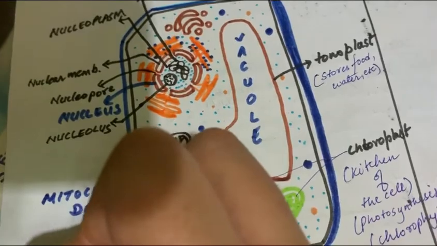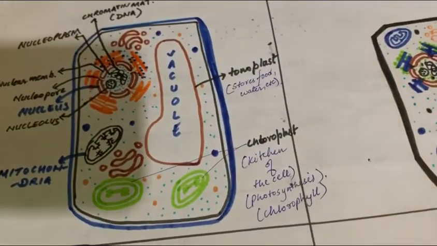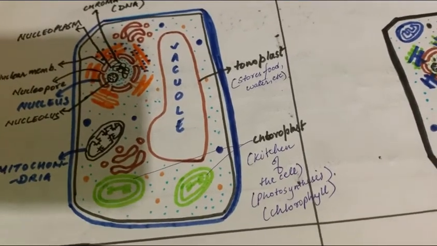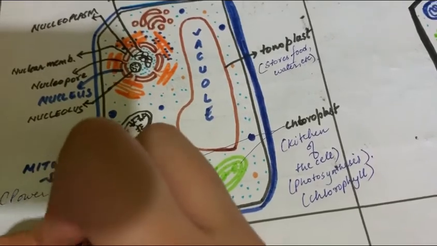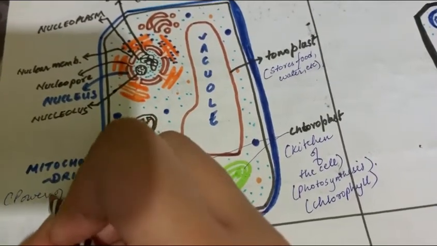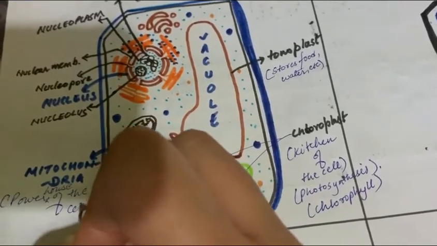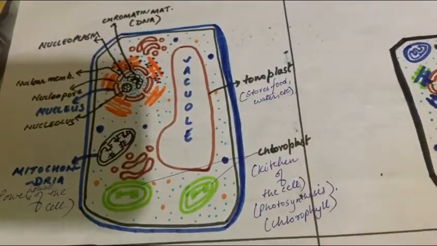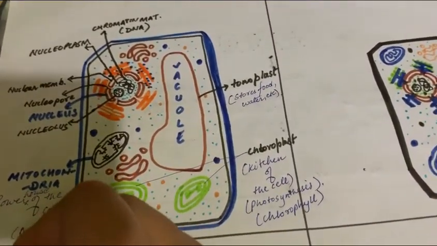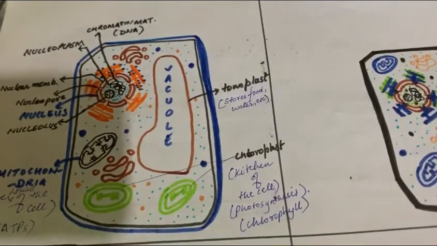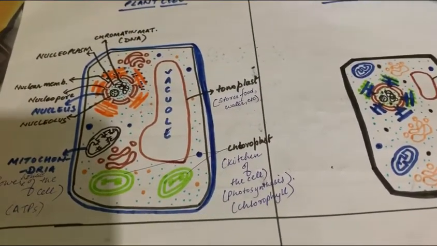mitochondria. This is mitochondria. And what is a mitochondria? A very famous structure it is. Why? Because it is commonly known as the powerhouse of the cell. Why do you call it powerhouse of the cell? Because they produce ATPs. And thus they are called the powerhouse of the cell.